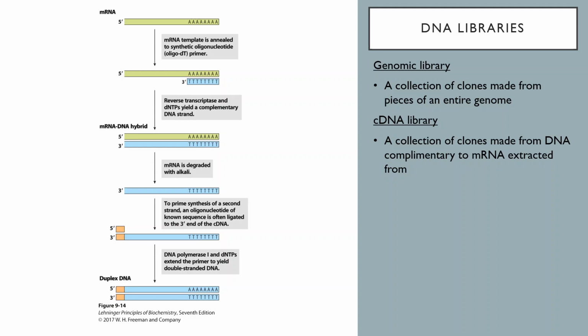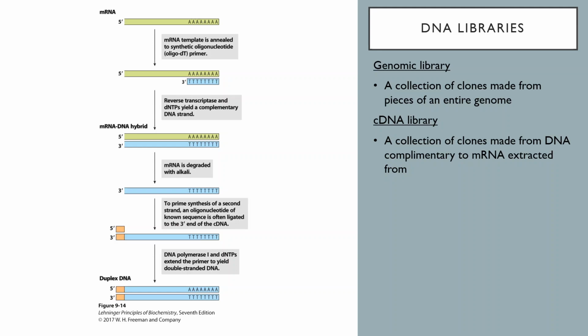So the mRNA, in this case, is extracted from a cell or a tissue, and importantly, not every gene is expressed in every cell all the time. So some genes are only expressed at certain times. Other genes are only expressed in certain tissues. So if you're making a cDNA library, it's kind of like a snapshot in time of just the genes that are being expressed in that cell at that moment.